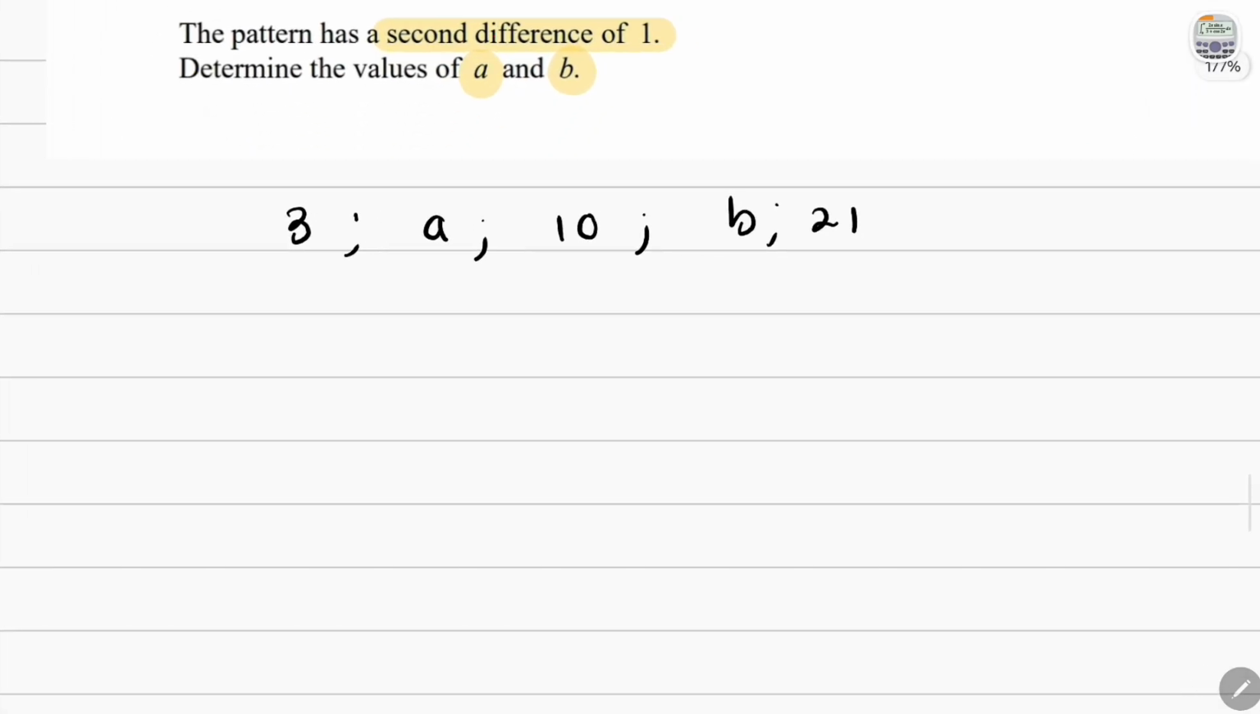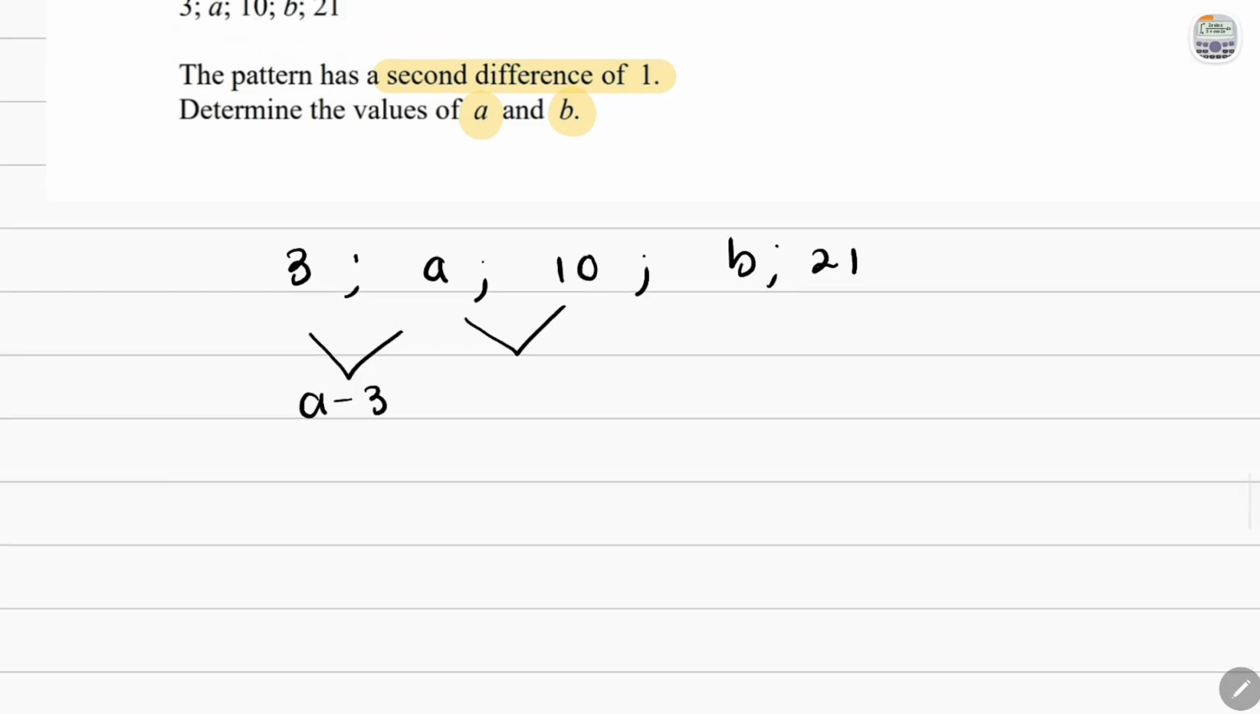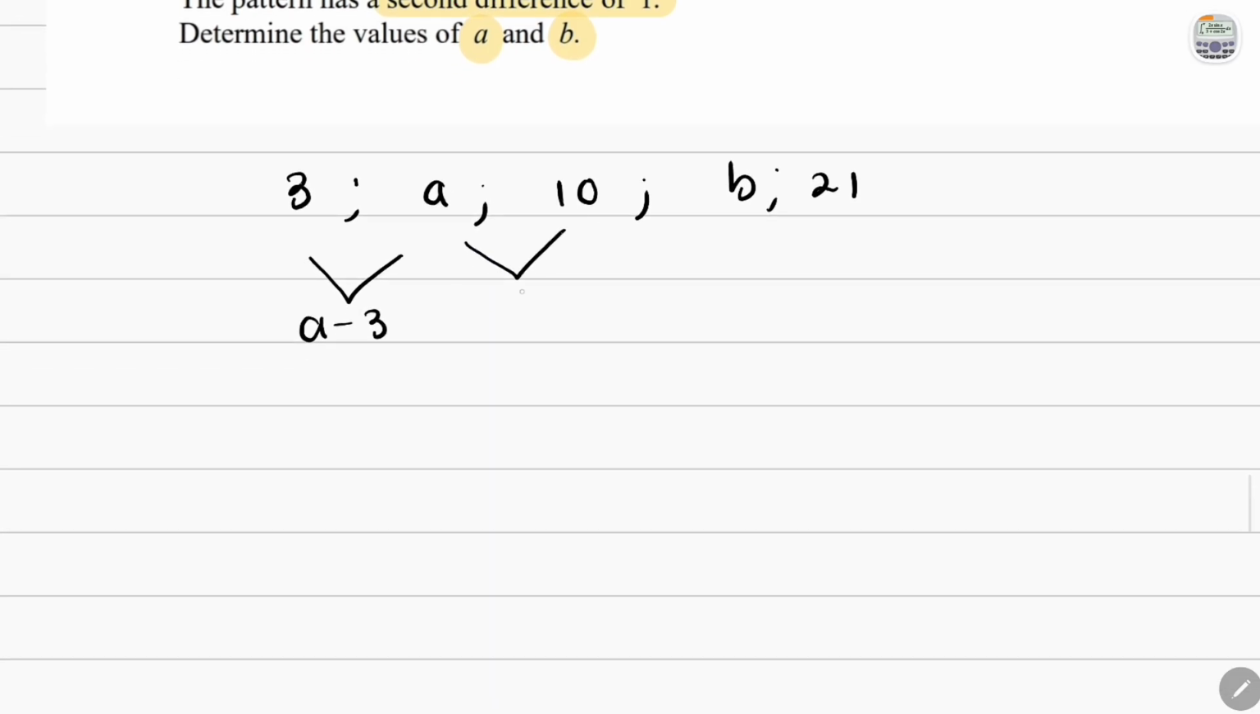Okay, so second constant difference of 1. How do you find the second constant difference? By finding the first difference. So let's find the first difference. We say a minus 3. That's the first term in your first difference. Then we have 10 minus a, and then here we're going to have b minus 10. It's always next term minus previous term. b minus 10, and that's 21 minus b. Okay, so these are the first differences.